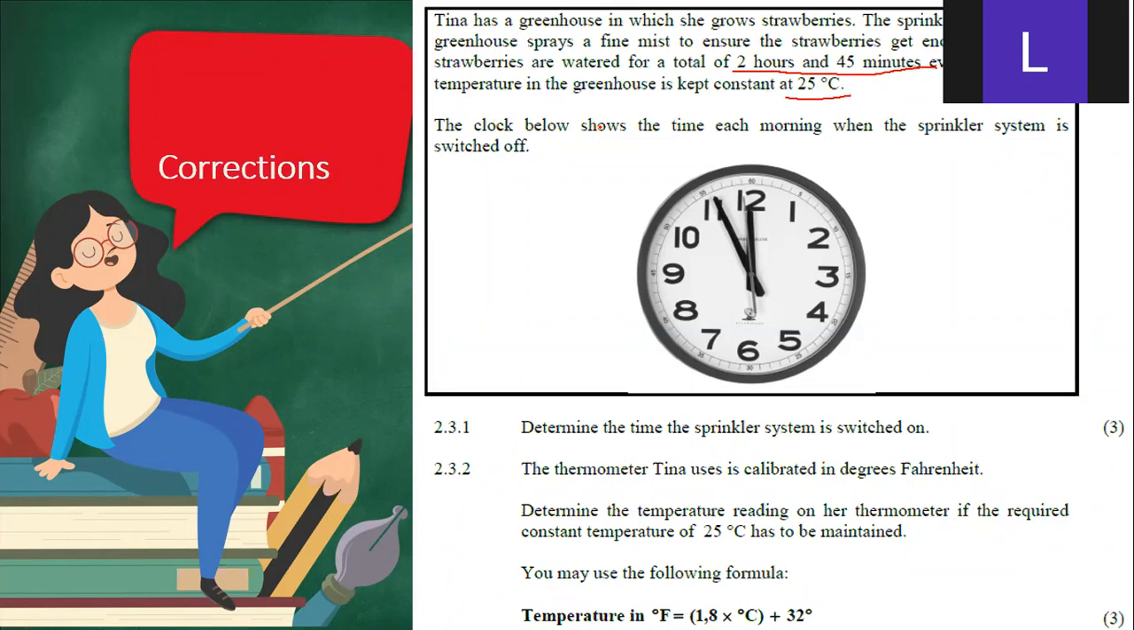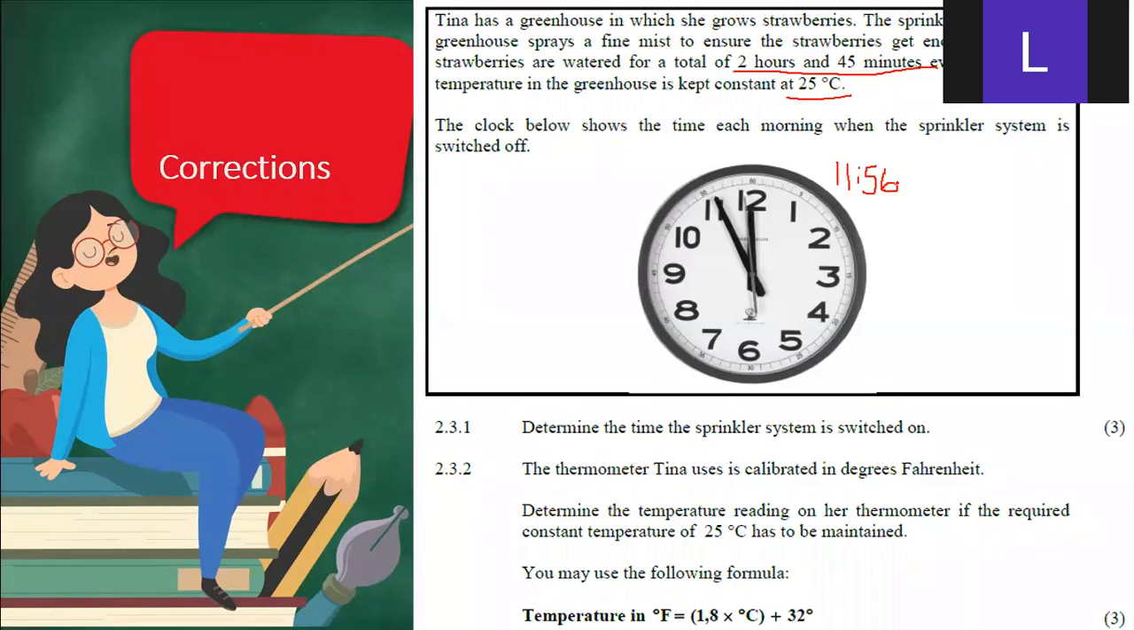The clock below shows the time each morning when the sprinkler system is switched off. So they obviously opened the sprinkler system before, and they're now closing it at this time. So obviously you should know what this time is. Yesterday we said this time was 11:56. I'm just going quickly through this, I'll give you an opportunity to respond later. So this is the finishing time.